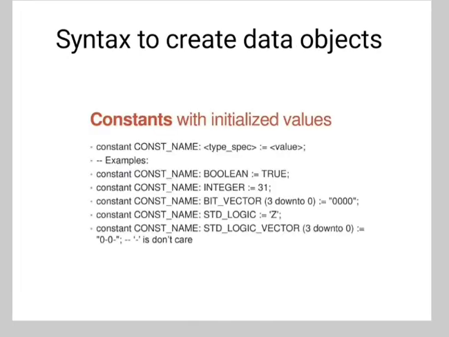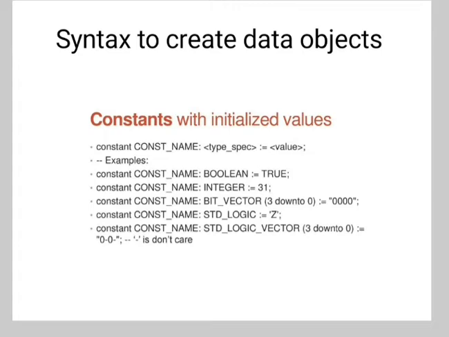Now, this slide shows the syntax to create a data object. That is, first is for constant with initialized value. Now here the syntax for the constant with initialized value is given. For boolean value, for integer value, standard logic. So first is the standard syntax, that is constant name, type, space, value.